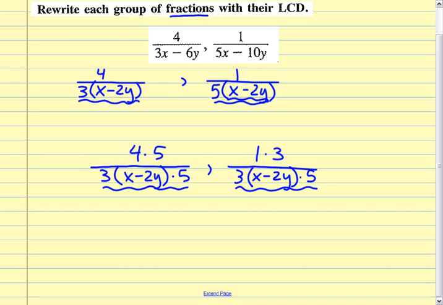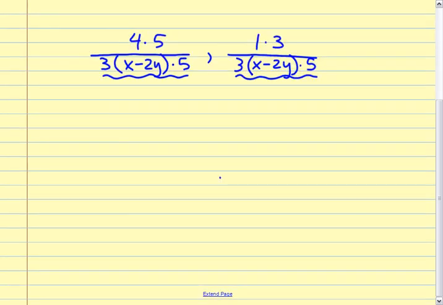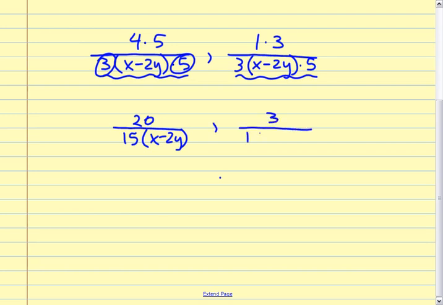Okay? Now, on top, I'm going to get 20 over, and I'm going to go ahead and multiply these constants. I'm going to get 15 times x minus 2y. This other fraction is 3 over 15 times x minus 2y. So now you see I changed those fractions so that they have a common denominator. So if they ask me to add them or subtract them, I could, because they both have the same thing in the denominator. Does that make sense? Is that the answer? That's the answer. That's it.